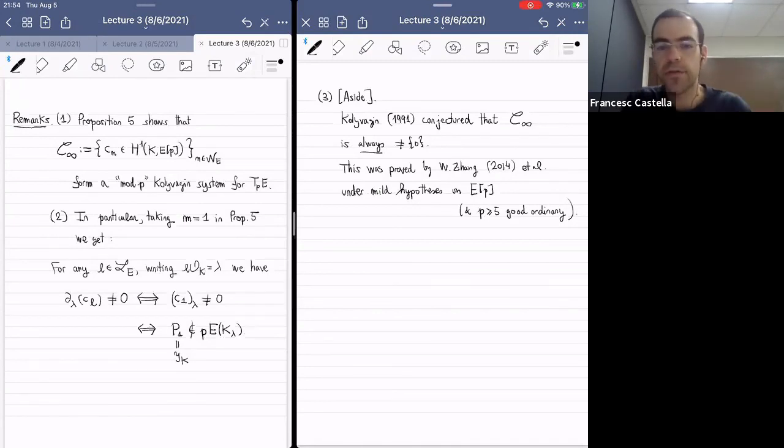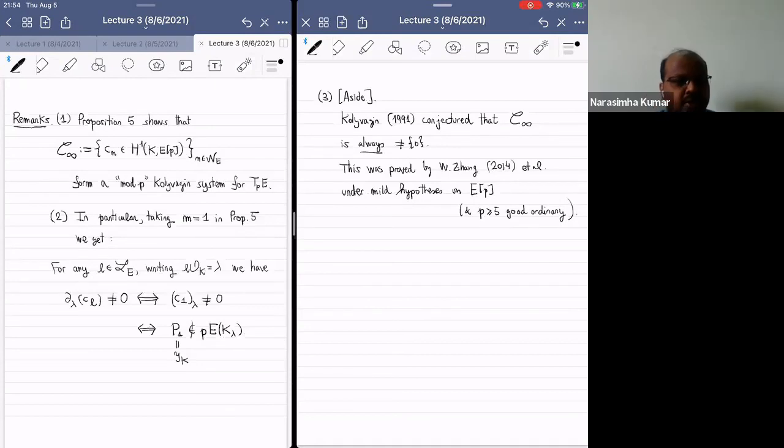So now we have this system of classes c_n, and what remains to see is how to use this key proposition we have just shown, Proposition 5, to carry out the strategy that we explained yesterday to bound the size of the Selmer group from above, and that will essentially conclude the proof of Kolyvagin's theorem. So that we're going to see tomorrow. So I'll stop here. Yeah, thank you very much.